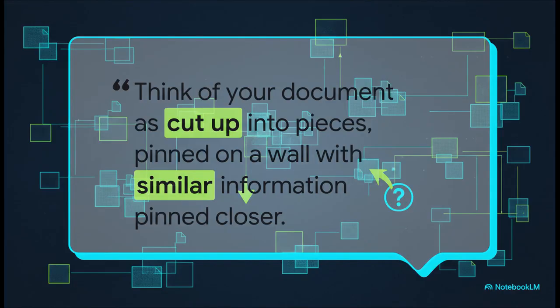Another Reddit user offered up this absolutely perfect analogy. They said, think of it like your document is cut up into little pieces, and all those pieces are pinned on a giant wall, and the pieces with similar information are all pinned close together. So when you ask a question, the AI just finds the spot on the wall where your question belongs and looks at the pieces pinned right there.